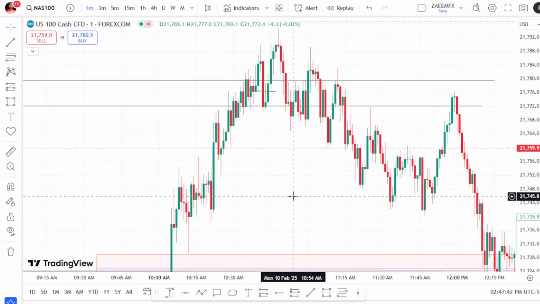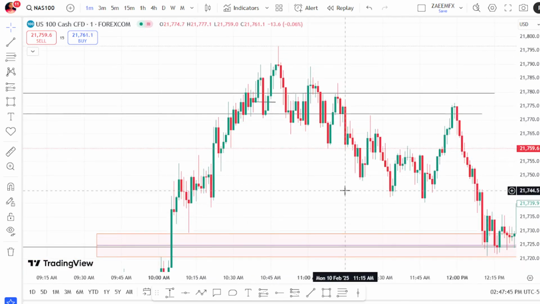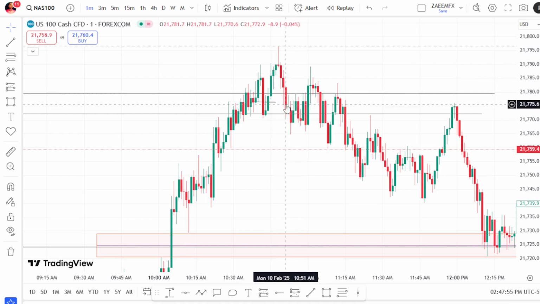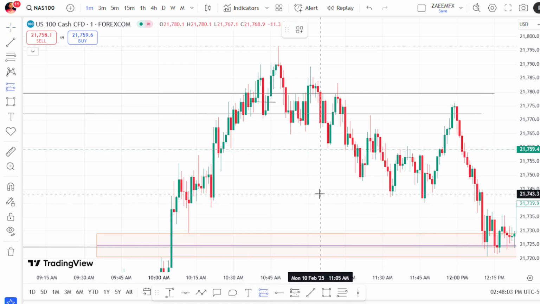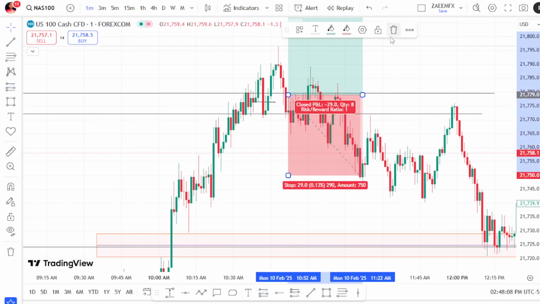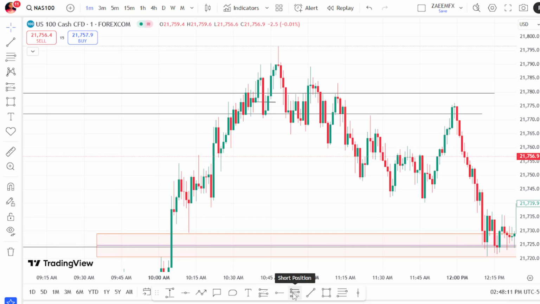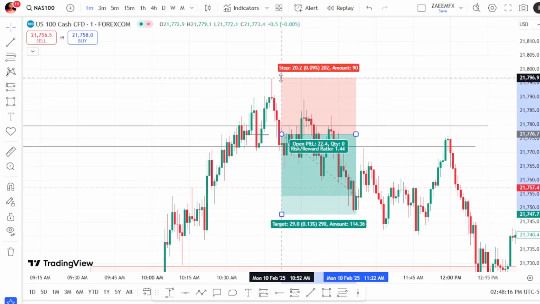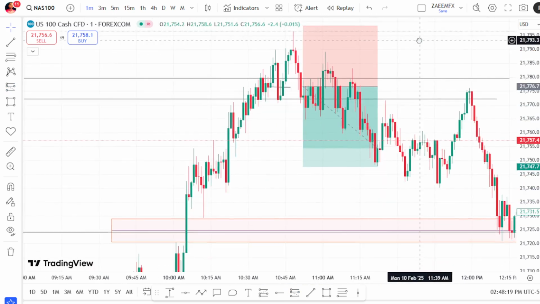I think it was on 2 minutes, but unfortunately I can't go on 2 minutes here. So I think I entered somewhere here. As far as this candle, any candle that is retracing, this is where I entered. If you want to see it, it's a very simple approach again. This is where I entered. Sorry, short position. Then my stop loss was just a few pips away.